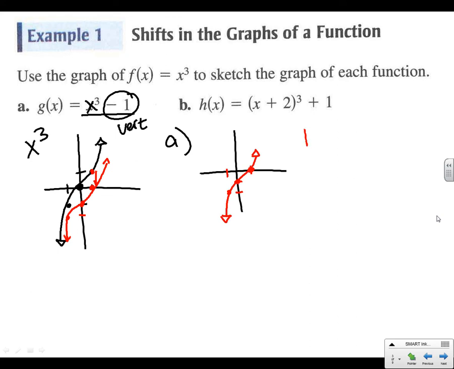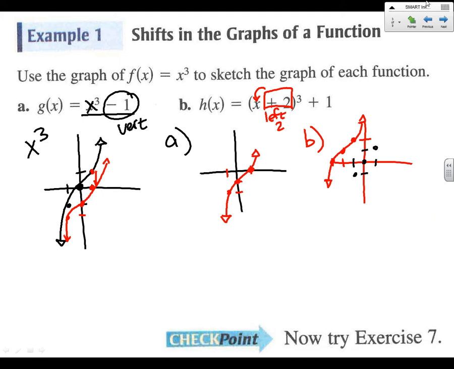Okay? For B, we're going to shift up by 1, but we're also going to shift left 2. So this part in here, it's in with the x, so that's going to be a horizontal, and horizontal we go opposite. All right, so we're going to shift up 1 and left 2. So originally, we put our 3 original dots in here. Okay, all 3 of those dots are going to go up 1 and left 2. So up 1 and left 2, up 1 and left 2, up 1 and left 2. It's going to look like this. All right, so we've transformed that graph by shifting it left and shifting it up. See if you can figure out what to do with exercise 7.